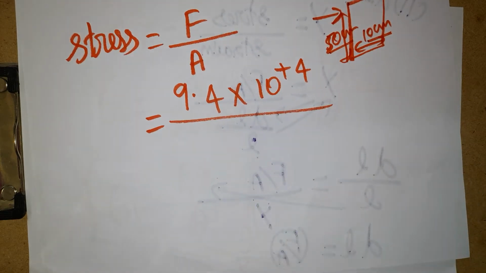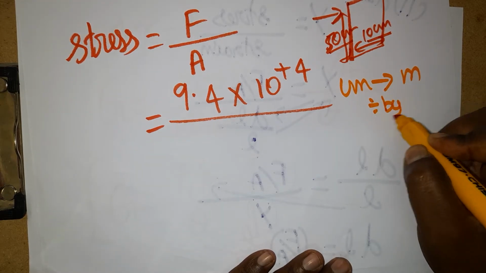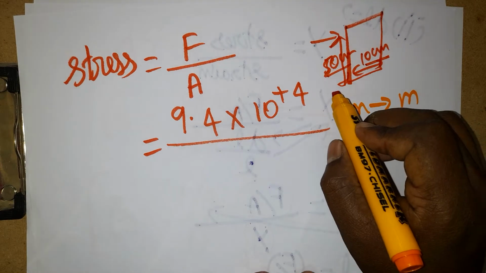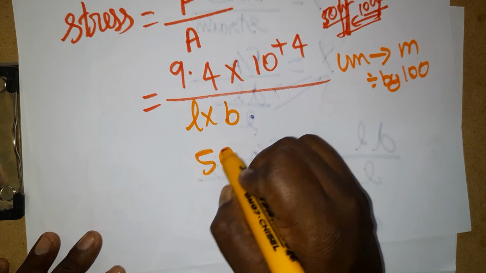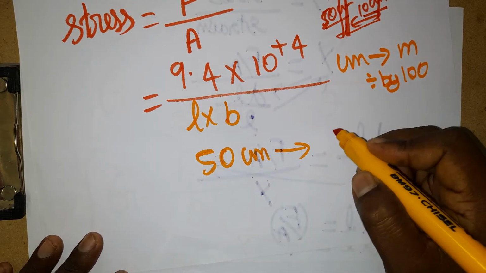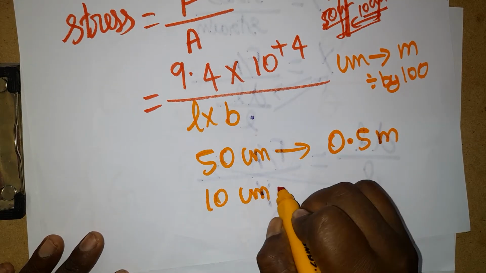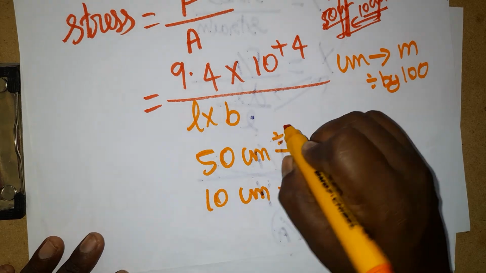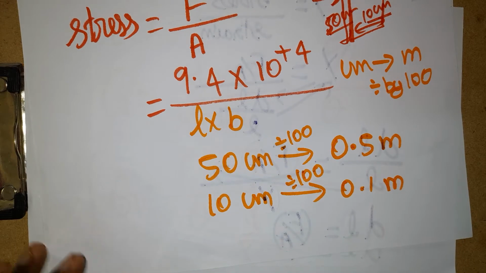The problem you should always do in the MKS system, meter kilogram second. This problem is not in the MKS system, since it is given as 50 centimeter and 10 centimeter. If you want to convert centimeter to meter, you should divide by 100. So length 50 centimeter divided by 100 gives 0.5 meter. 10 centimeter divided by 100 gives 0.1 meter. Now area is length into breadth.